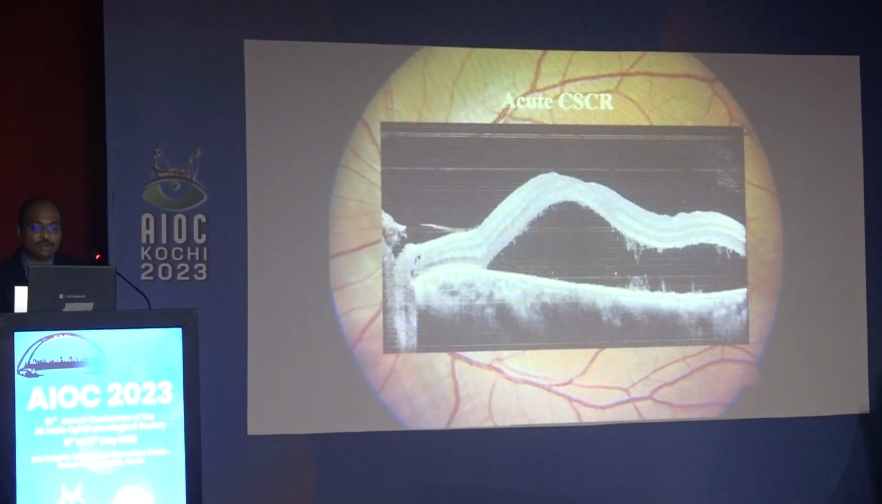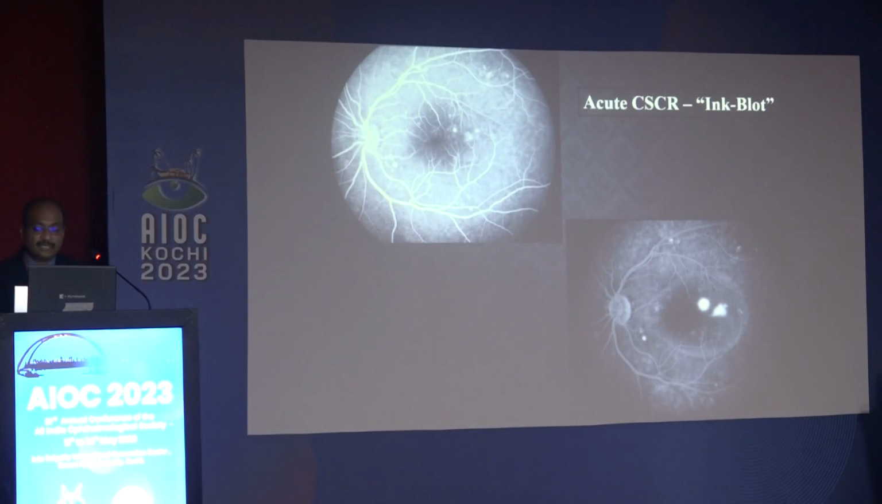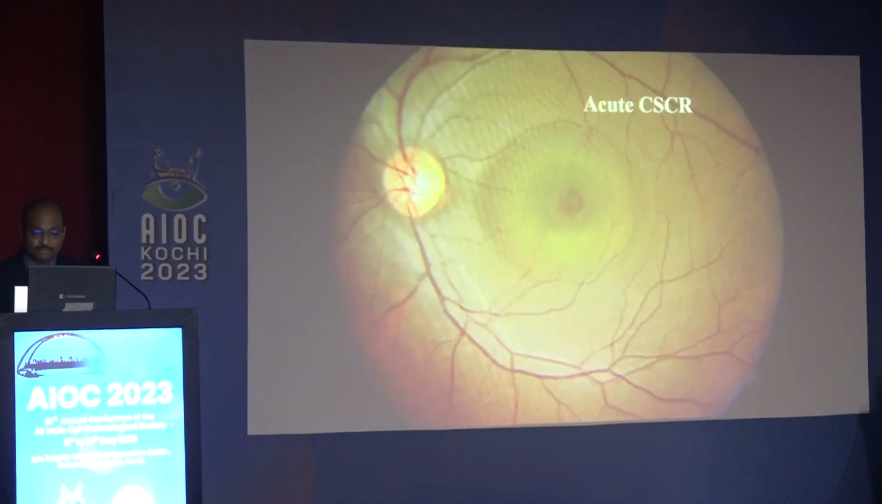Acute CSR is another common disease. The serous elevation, the retina is elevated, and you'll find this fibrin under the retina as well as over the RPE. And this is the classic ink blot leak. It starts as a dot and then increases. It was also spoken about earlier.